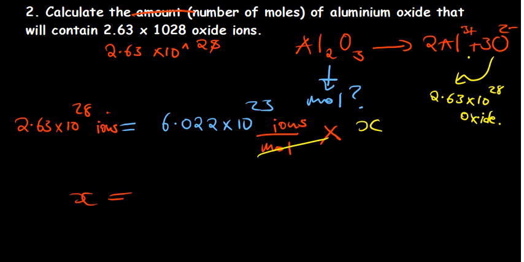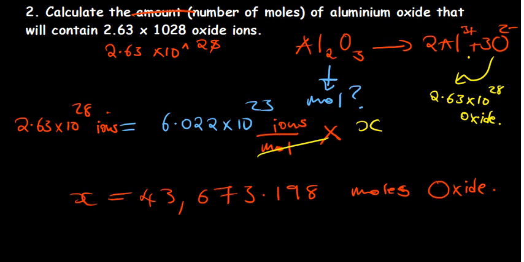So 2.63 times 10 to the power 28 divided by 6.022 times 10 to the power 23. The value I'm getting is 43,673.198. So these are the number of moles of the oxide.